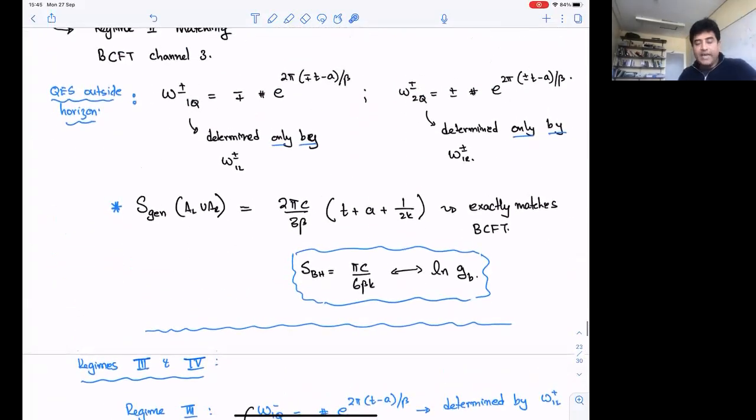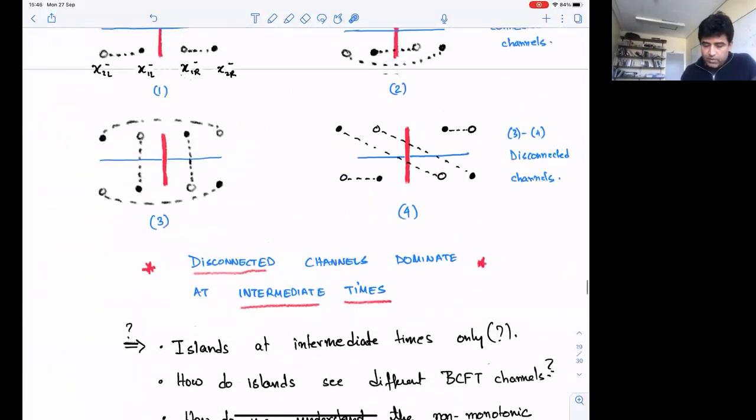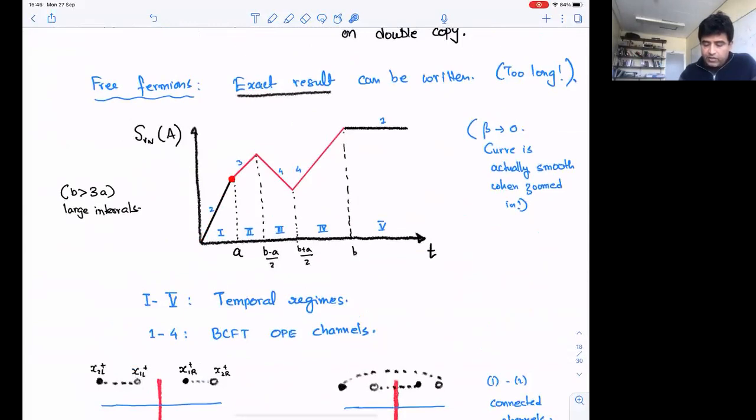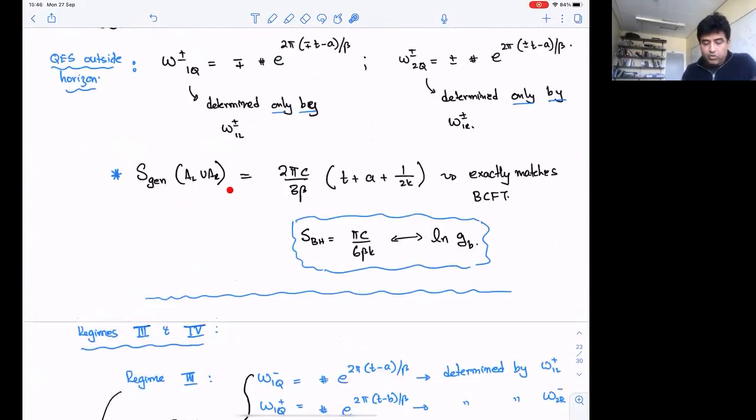And then for that particular saddle, or for that particular regime, when you calculate the generalized entropy, you find that it grows linearly with time, okay? But with a coefficient which is half of what you see in the early time linear growth. So in this picture, there's an early time linear growth and there is a slightly later time linear growth. The slope of this turned out to be precisely half of that. And one can see that emerging exactly from this particular quantum extremal surface solution where both quantum extremal surfaces lie outside the horizon. In fact, not only that, one can see an exact matching between these expressions and the BCFT expressions, provided one identifies the Bekenstein-Hawking entropy with log g_B, the boundary entropy.